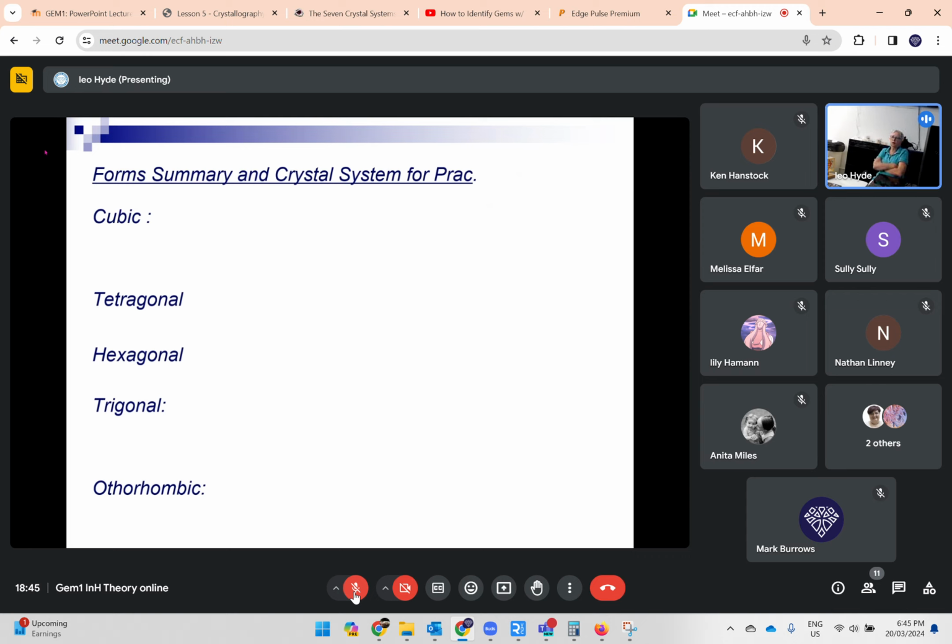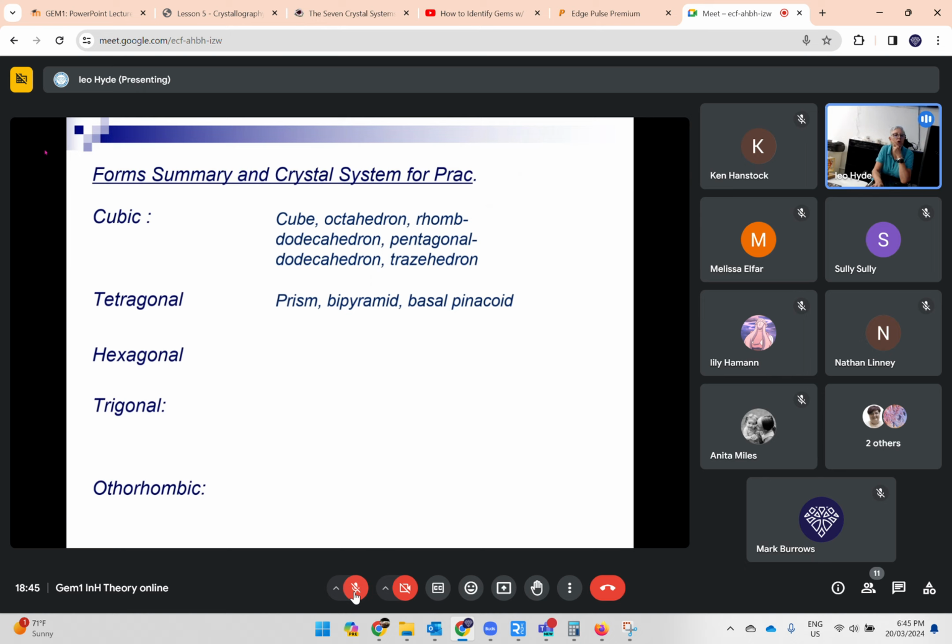This is the sort of thing that I want you to do as a summary. The forms that you're going to see in each of those 5 systems, because cubic has got a particular set all on its own that nobody else has got. Tetragonal has only got 3 different forms that it can have.